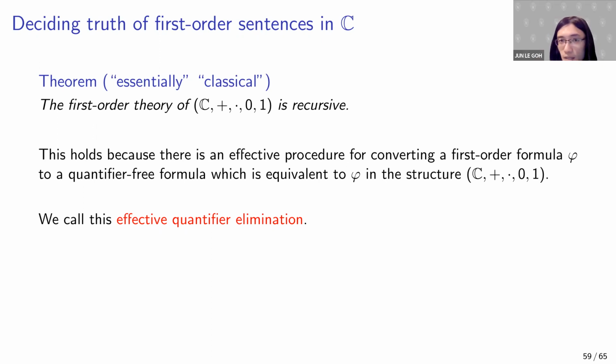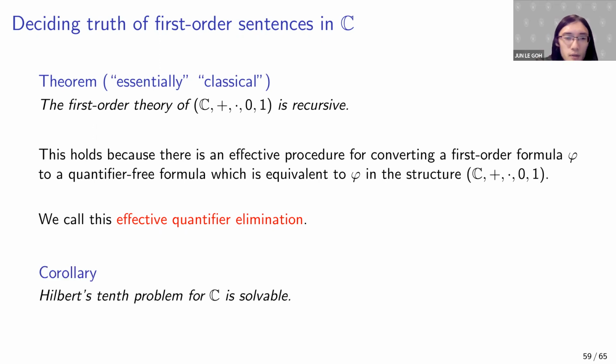So together, this gives us an algorithm to decide this first order theory. Therefore, as a corollary of this, that tells us that Hilbert's 10th problem for the complex numbers is solvable. What I mean by this is that if I give you an equation with integer coefficients, and I ask you if there are solutions in the complex numbers, then there's an algorithm to decide whether that's the case.